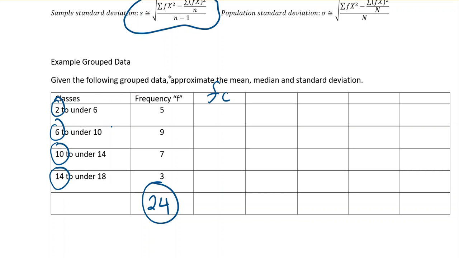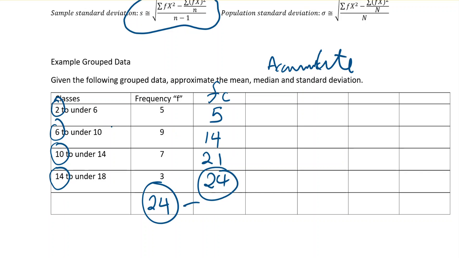The cumulative frequency from 2 to 6 is 5 because we start with 5. The cumulative frequency at the second category, 6 to 10, is another 9. So 5 plus 9 is 14. The cumulative frequency to accumulate, all right? The cumulative frequency from 14 to the next one, 10 to 14, is 14 plus 7. That's 21. The cumulative frequency from 21 to the next category is another 3, so that's 24. We know we're right because it adds up to the total number we have, which is 24.